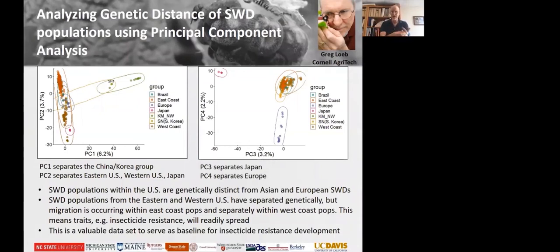It's interesting. In the United States, we see a distinction between Eastern and Western United States and not a lot of exchange. But in the Eastern United States, there seems to be evidence of longer-distance movements of the genes, and therefore flies, from the southern part of the United States into the northern part. And this has real implications for how things like resistance might move around among populations, at least in the eastern part of the United States.